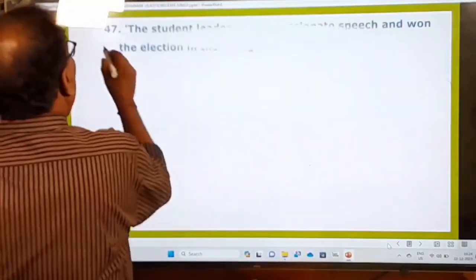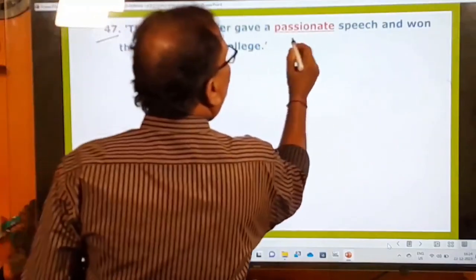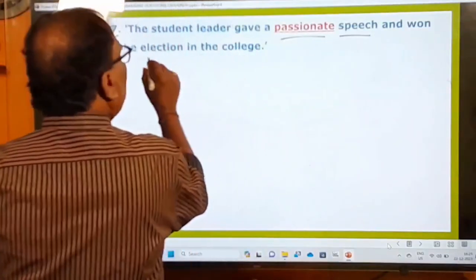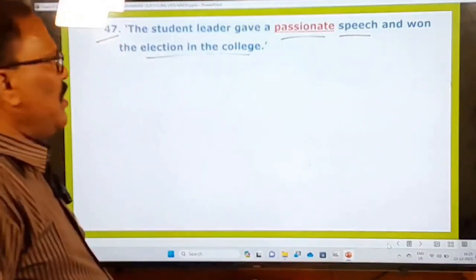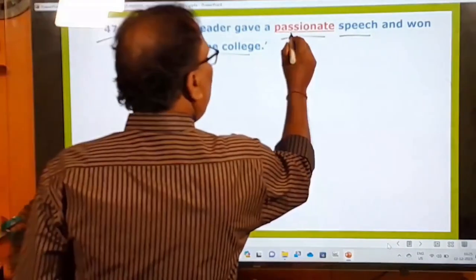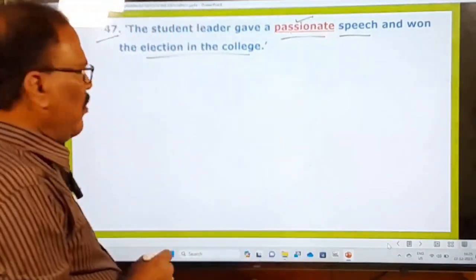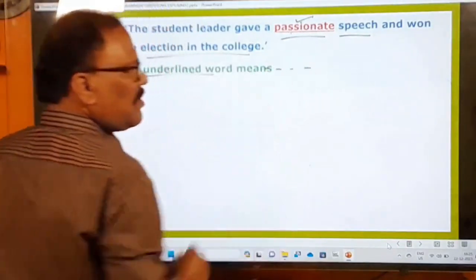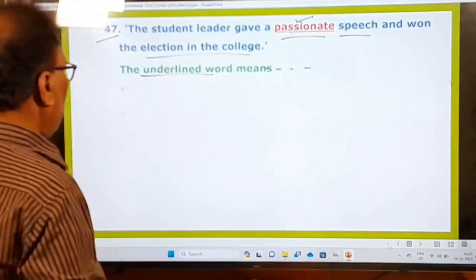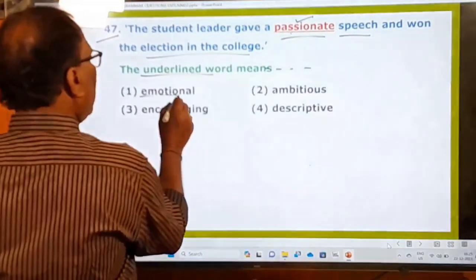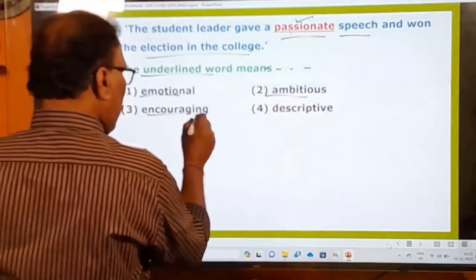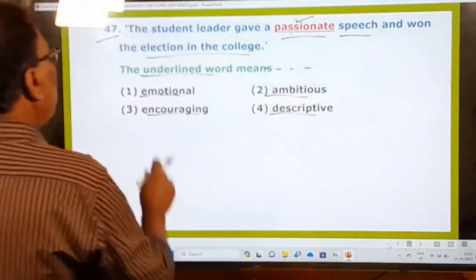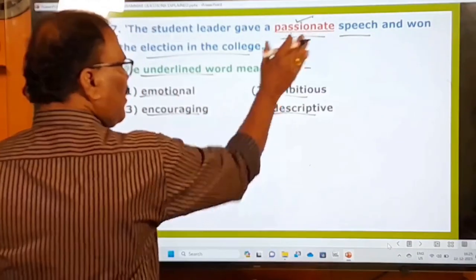The 47th one is: the student leader gave a passionate speech and won the election in the college. Passionate speech. So here this word is underlined and put in red color. And what is the question? The underlined word means, what is the meaning of that word? Let us see the options given. Emotional, ambitious, encouraging, descriptive. So these are the four meanings given for this word.